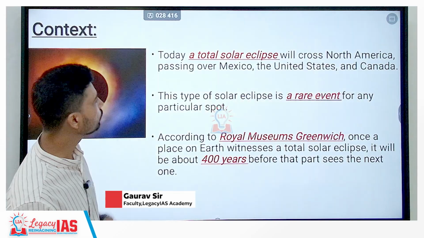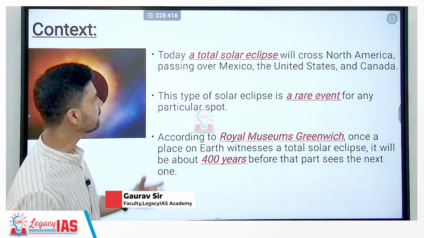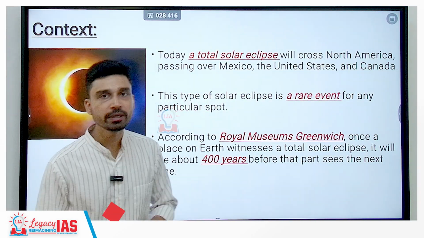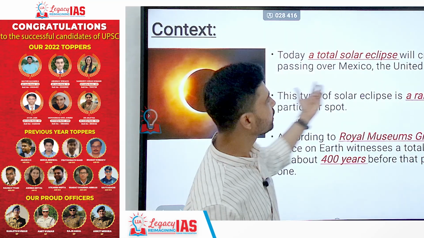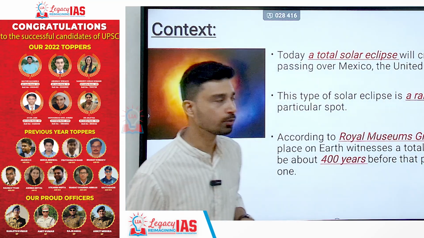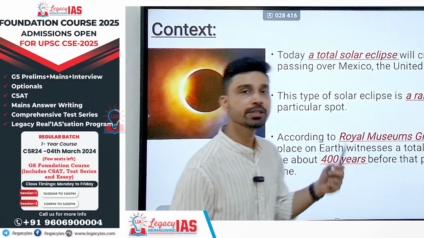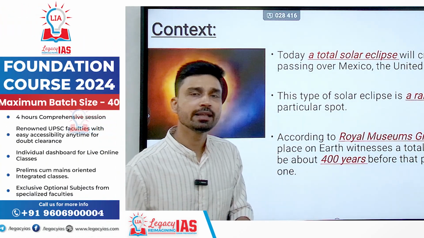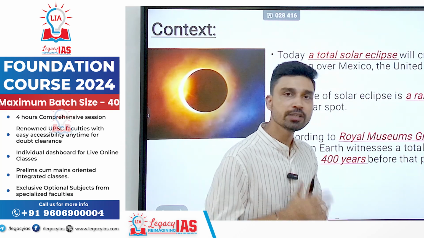So first of all, to give you the context of the topic which we are discussing, today a total solar eclipse will be observed across the North American continent in countries such as US, Canada as well as Mexico. Now this type of solar eclipse is obviously a very rare event for any particular spot, that means for any particular region or place on the earth.